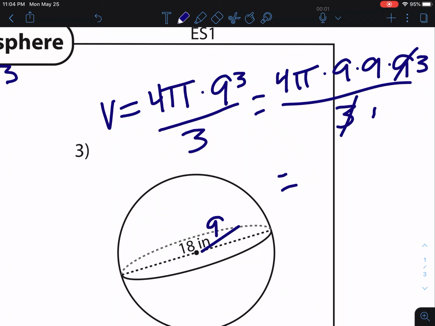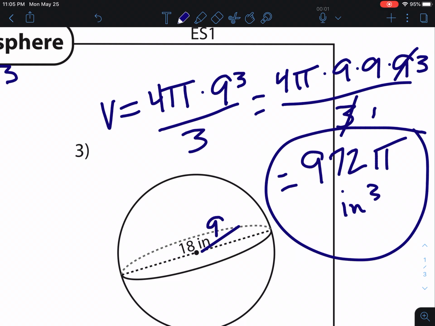And on this one, I'm going to get 972 pi inches cubed. That's my exact answer, so I'm just going to go ahead and leave it at that. And again, if you want to change it to decimal approximation, you can, but you don't have to.